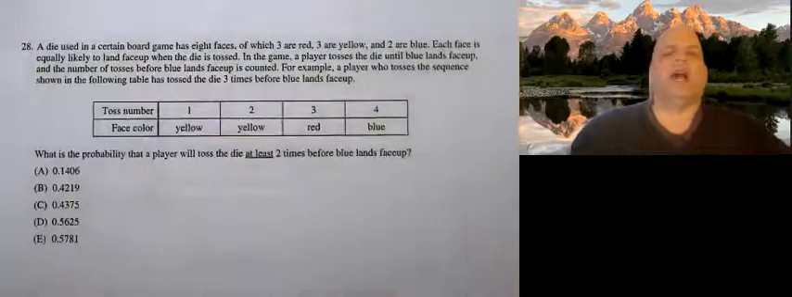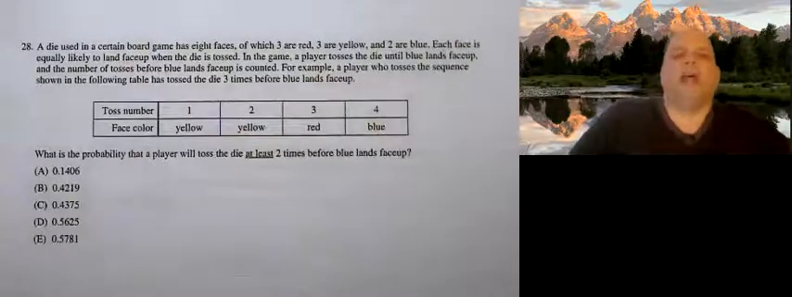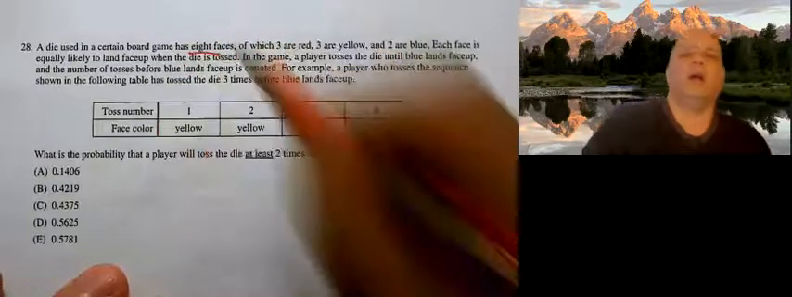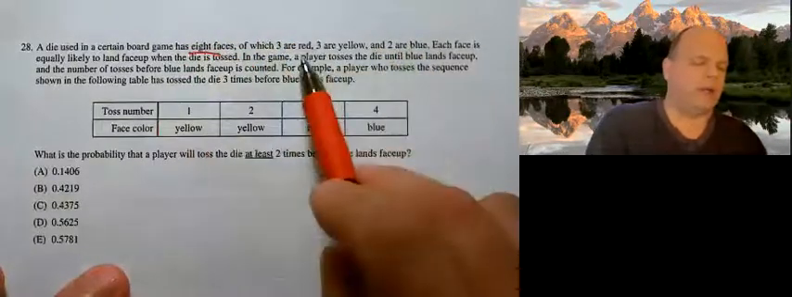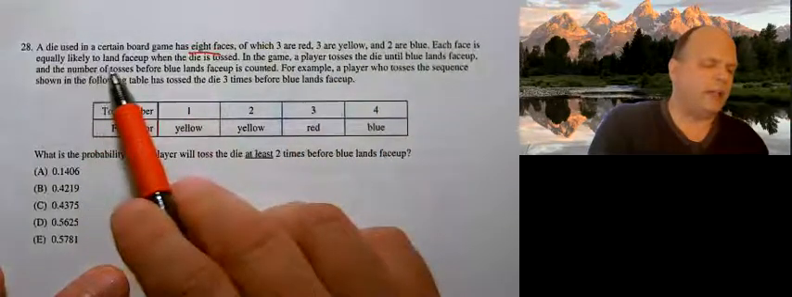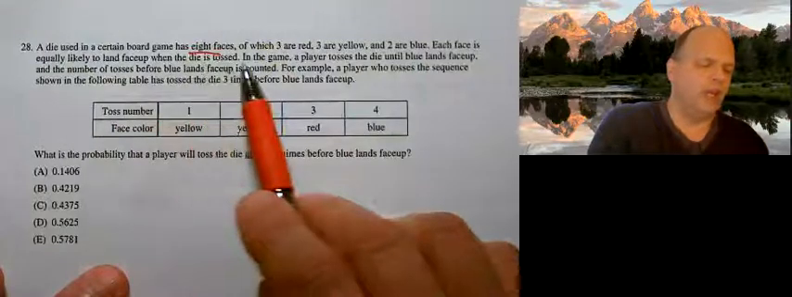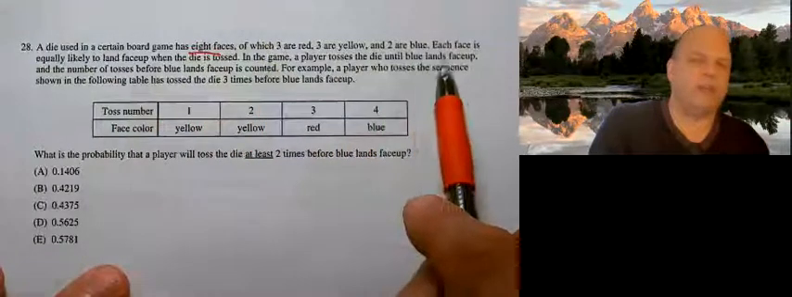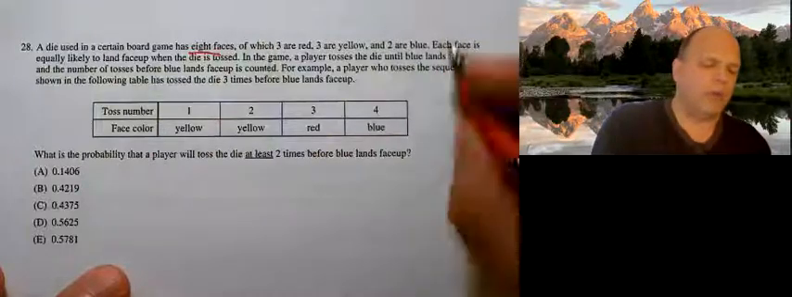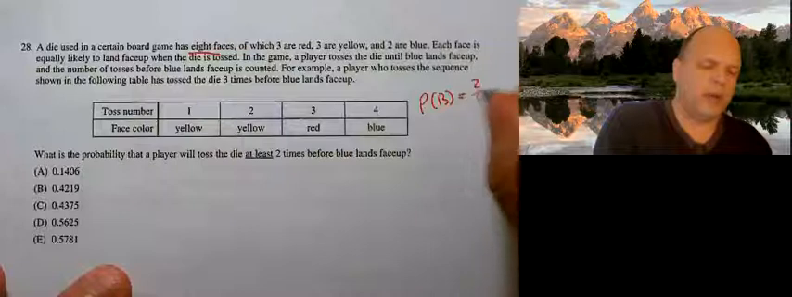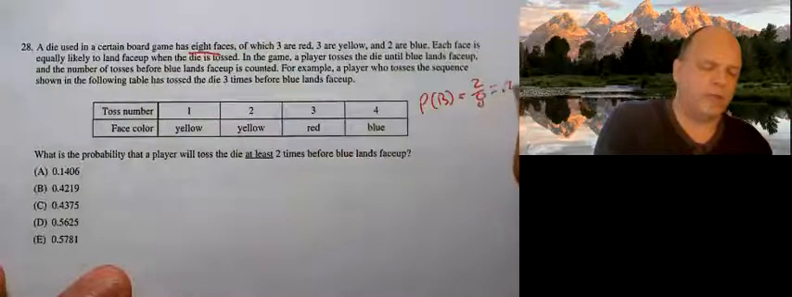28. A die in a certain board game has 8 faces. Nice of them. Of which 3 are red and 3 are yellow and 2 are blue. Each face is equally likely to land up when the die is tossed. In a game, a player tosses the die until blue lands face up. All right, so what's the probability of getting a blue? The probability of getting a blue is 2 out of 8 or 0.25.